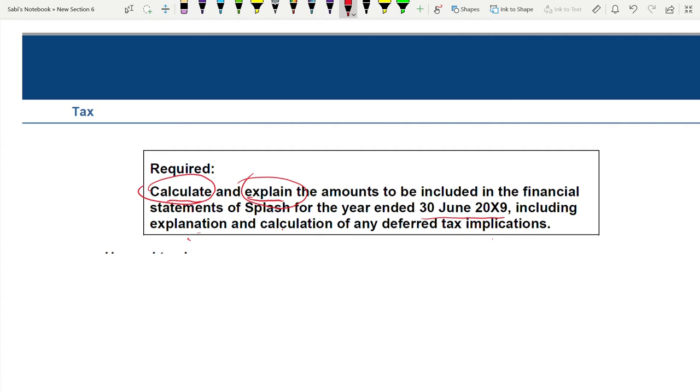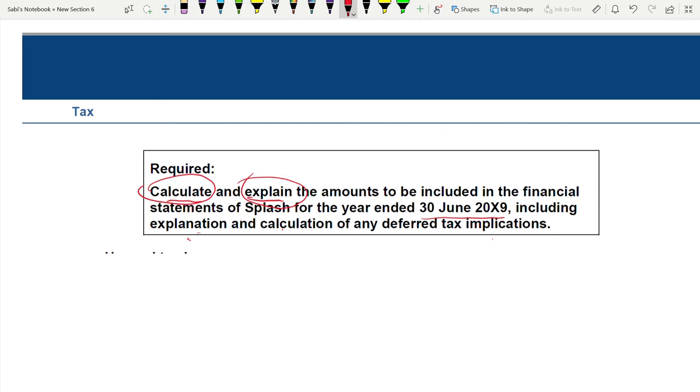Okay. Now, how do you start this question, approach this question? Calculation or explanation? Whenever a question like this comes, calculate and explain, always start with calculation. You might think calculation will take so much time. No. Because when you calculate those figures, only then you can explain. You cannot explain without calculating. Not even from your knowledge of IAS 12. You can't. Everything is based on that calculation. So first calculate, then explain. Always. So now let's start calculating.